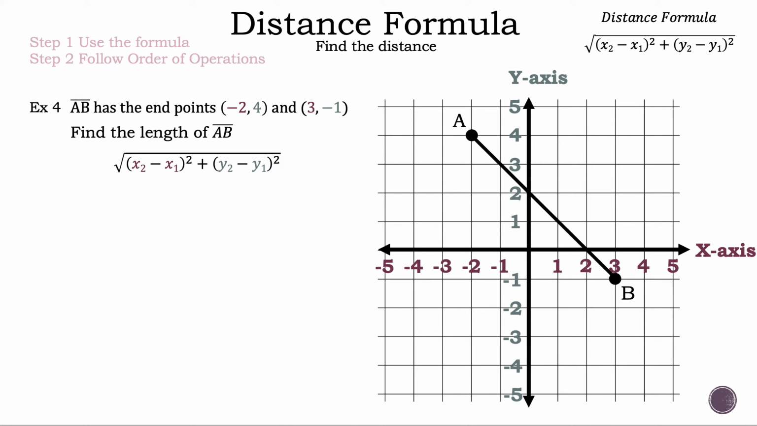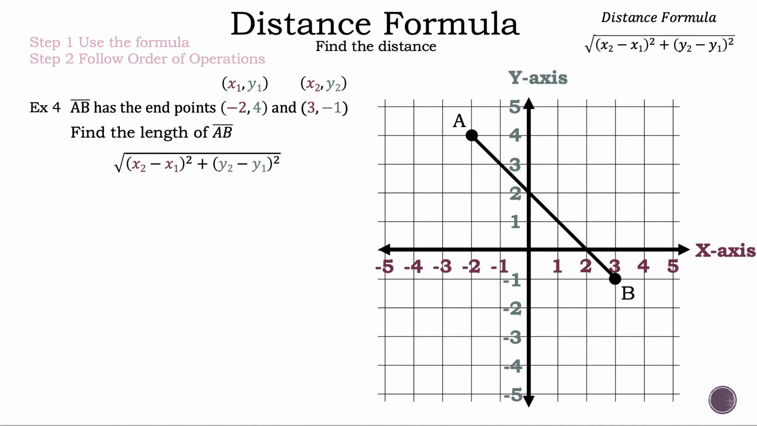And the formula is the square root of (x2 minus x1) squared plus (y2 minus y1) squared. Since we have x1s, y1s, y2s, and x2s, let's label our points so we're not confused. We're going to label the first point (-2, 4) as x1, y1. We're going to label our second point (3, -1) as x2, y2. Once again, can we flip-flop the labeling? Yes, we can. We will get the same answer.